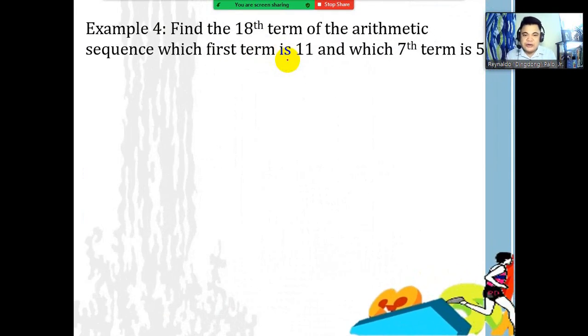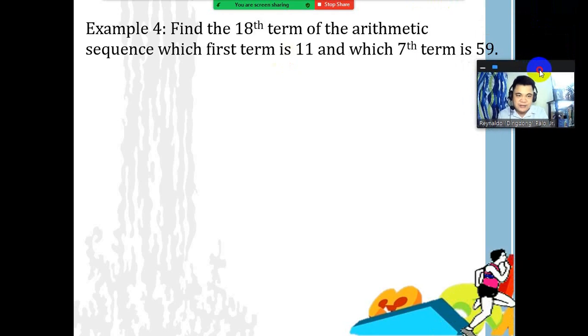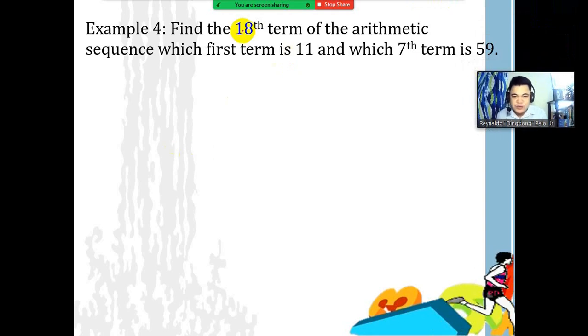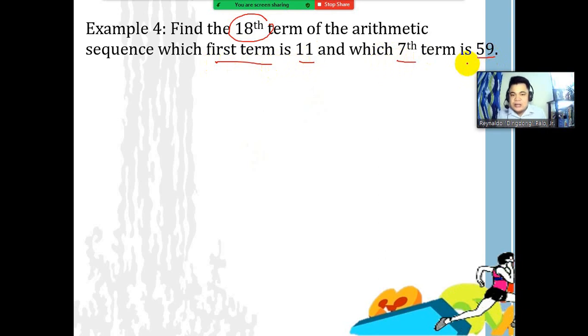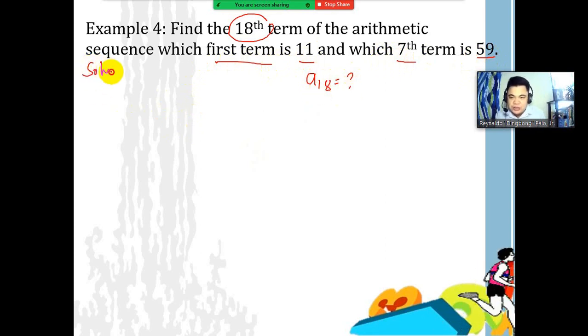Find the 18th term of the arithmetic sequence, whose first term is 11 and whose 7th term is 59. So in this specific case, we are looking for the term a sub 18, or 18th term. But as you can see, the sequence itself is not given, but the first term is given, which is 11, and the 7th term is given, which is 59. So these are the two values that we can use in solving for a sub 18. But before we can solve for a sub 18, we have to do something first. We have to solve for the common difference.